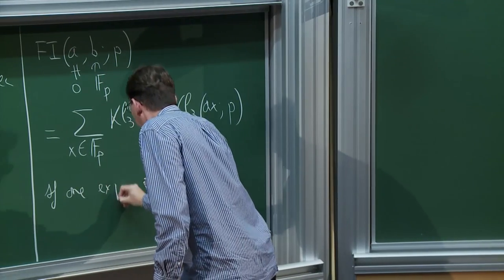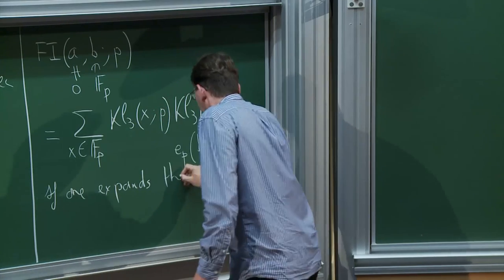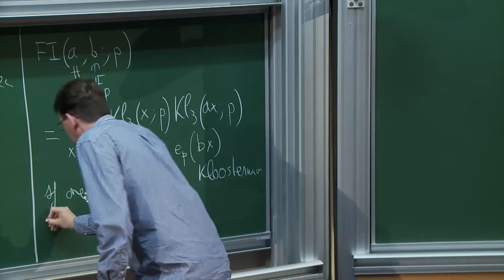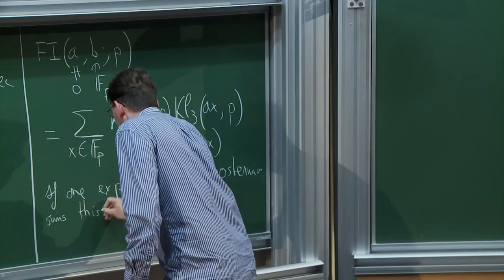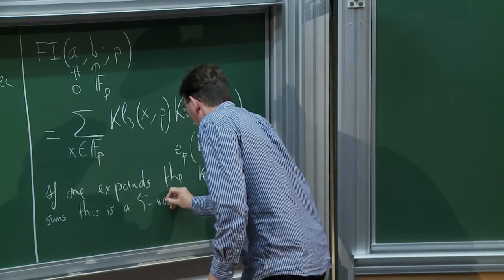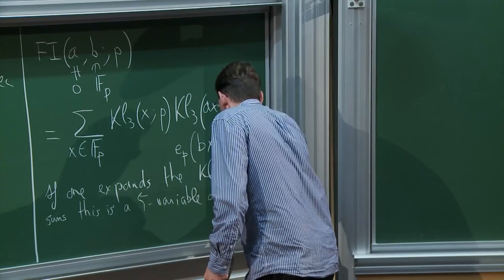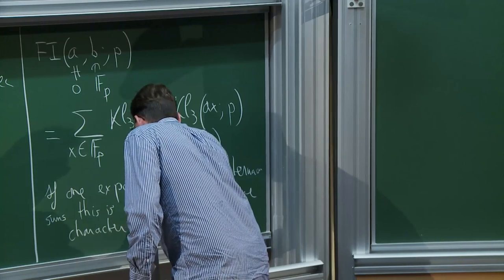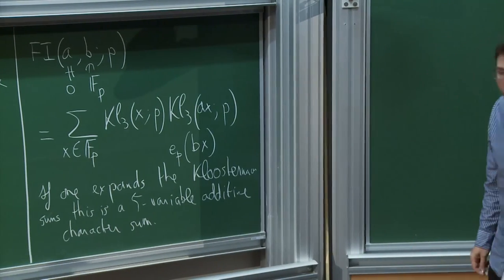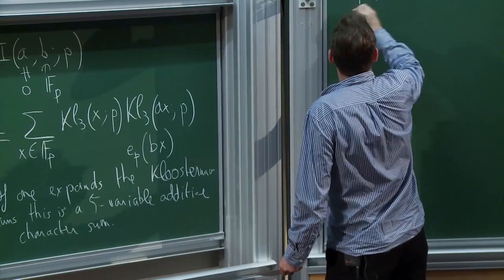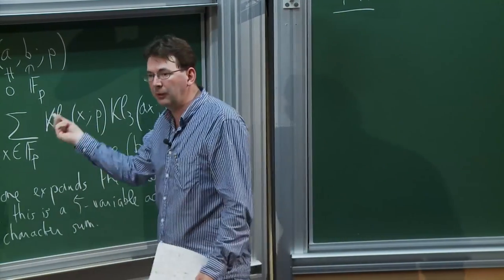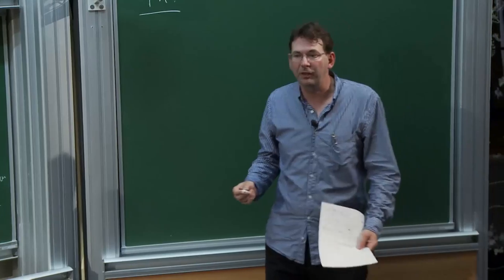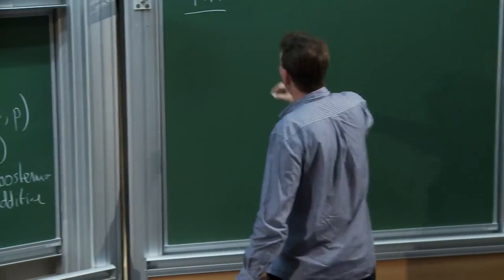Okay, so if one expands the hyper-Kloosterman sums naively, this is a five-variable additive character sum. And the bound they need is square root cancellation. So if you write it as a five-variable character sum, and if you just shifted the coefficients a tiny bit in a random way, then you would get a genuinely irreducibly five-variable character sum, and basically you would be, in most cases, rather stuck, even now.